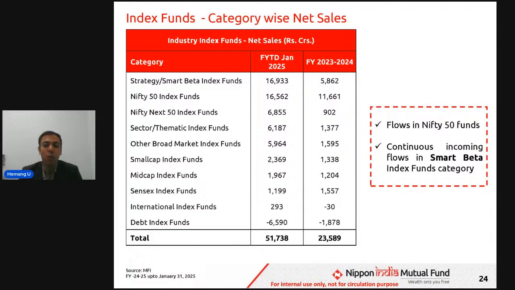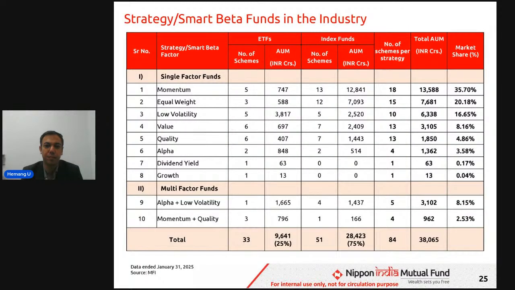Flows into smart beta funds have gone almost three times last year's, and we are still one month to go. So that is the amount of money that has flowed into smart beta funds. The next best is Nifty 50, and so on. These funds have become very popular. The numbers speak for themselves and show that this category is getting good inflows. People are understanding it, experimenting with it, and taking a lot of interest in these kinds of funds.